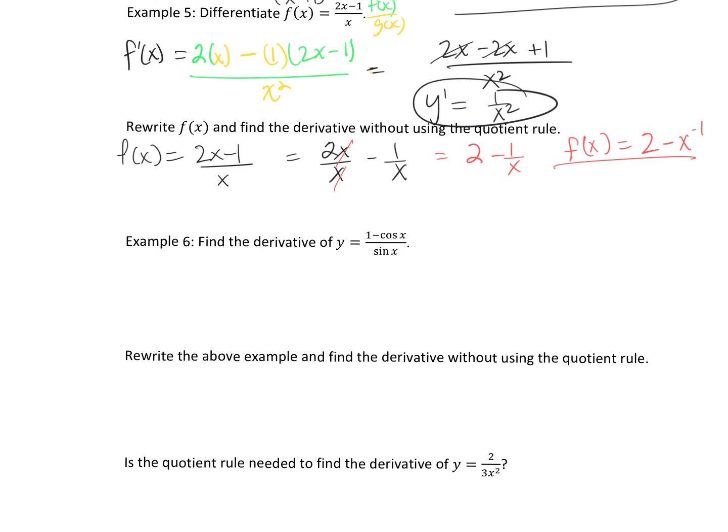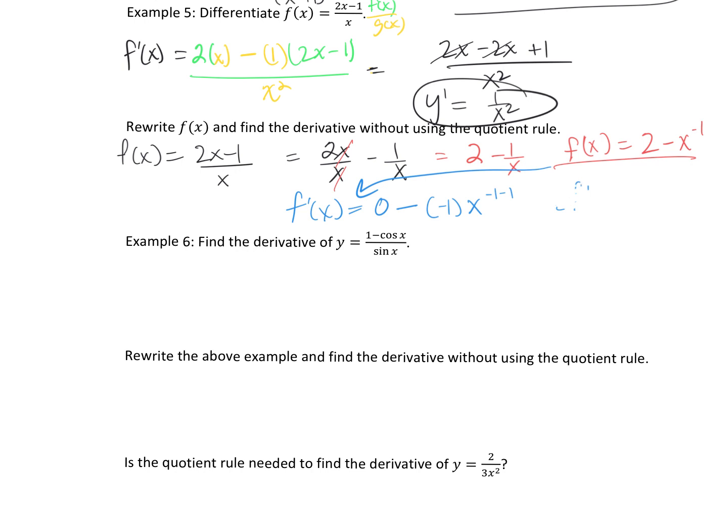So if I'm going to take the derivative of that, the derivative of 2 is just 0. So let's just do f prime of x. The derivative of 2 is 0, and then minus the derivative of x to the negative 1. You bring the negative in front, so it's negative 1 times x, and then I take negative 1 minus 1, which is just a negative 2.